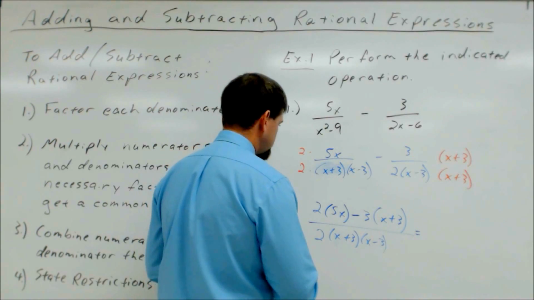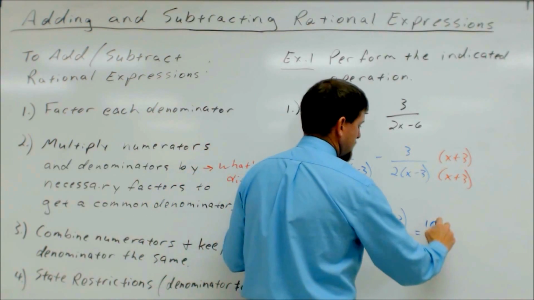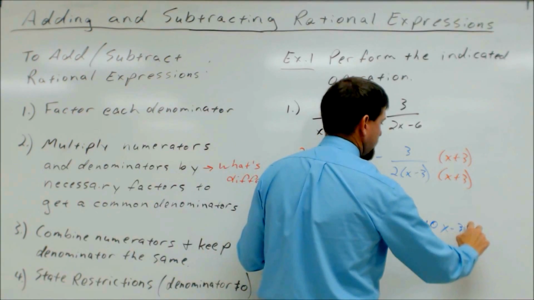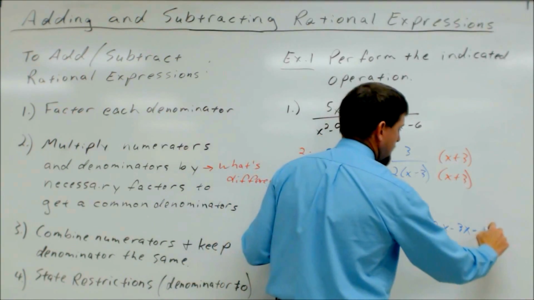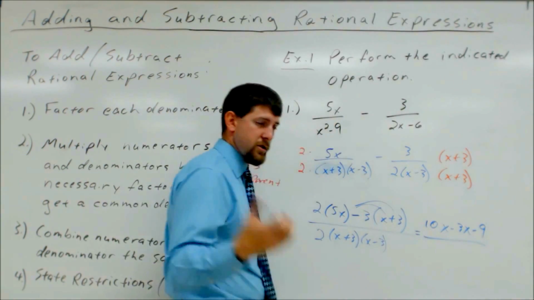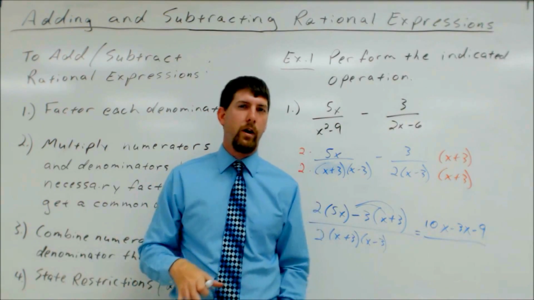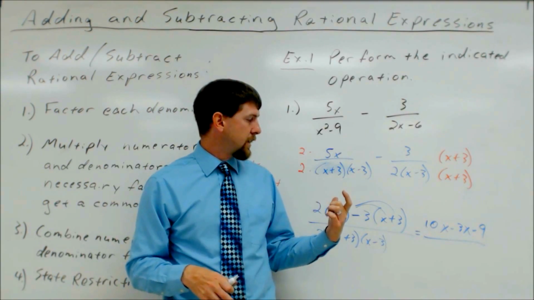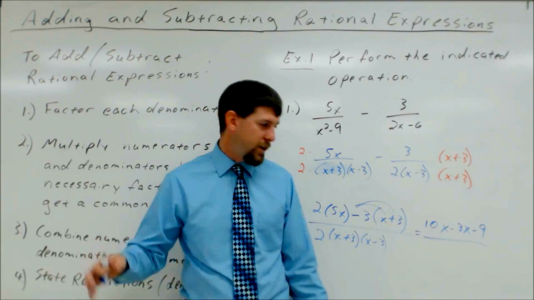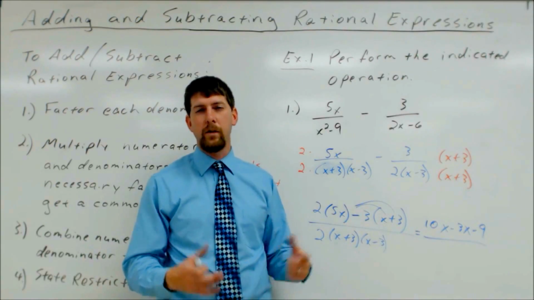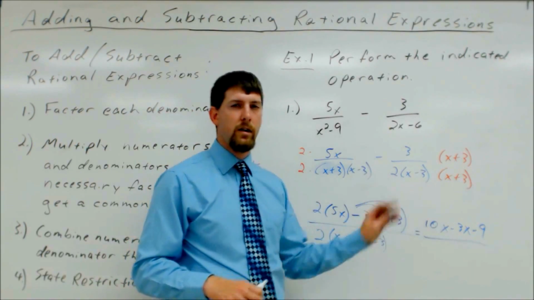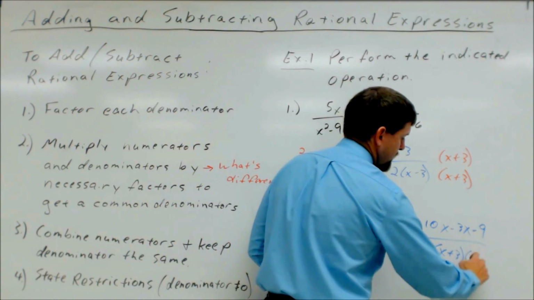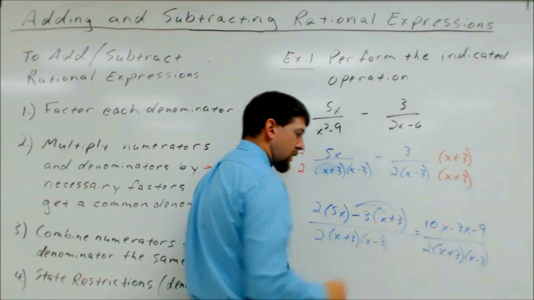So as we go through there, I've got 10x. I'm going to distribute that negative 3. So I've got negative 3x minus 9. Don't mess with the denominator. Just like we talked about before, it depends on the preference of whoever your teacher or professor is, as to whether or not they want you to finish this numerator or denominator out. But for what we're doing right now, just leave it in that factored form, because that will give us a lot more information than distributed and combined like terms.